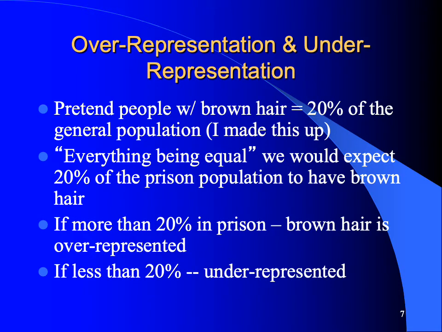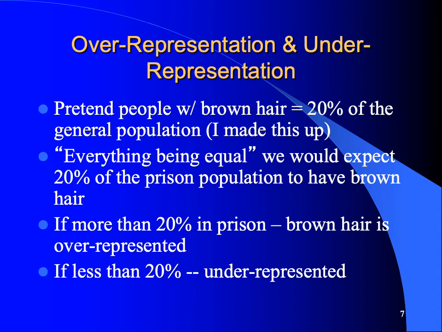Okay, you can just pause this and read this for a second if this doesn't make sense, but we're going to talk about overrepresentation and underrepresentation. So pretend that people with brown hair made up 20% of the general population. I made this up. Okay, don't read into that. So everything being equal, we'd expect 20% of the prison population to have brown hair. If more than 20% of the prison population has brown hair, we would say that brown hair is overrepresented. If less than 20% had it, we would say it's underrepresented.